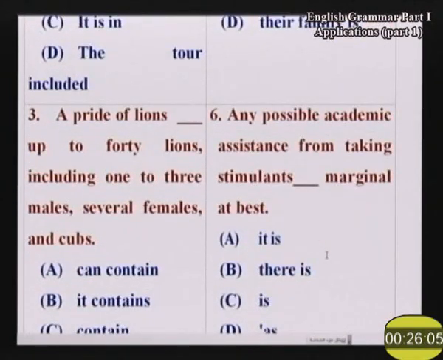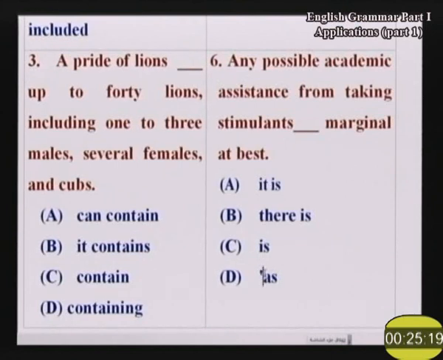Let's look at number 6. Any possible academic assistance from taking stimulants. Any possible academic assistance: what's the most important word here? The word assistance. From taking stimulants isn't important. So it's any assistance, because possible and academic are adjectives and not important. The important word is assistance, which is a singular subject. I have a subject here, so I want a verb. It is isn't possible. I only need a verb. There is no. Is is a verb. So I'll choose is: any possible academic assistance from taking stimulants is marginal at best. Assistance is the subject, and the verb is is.